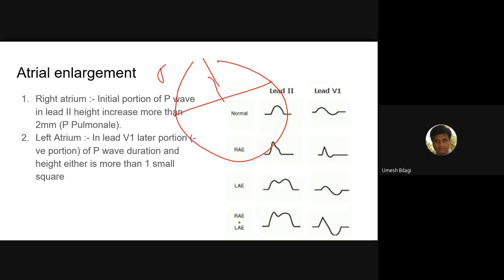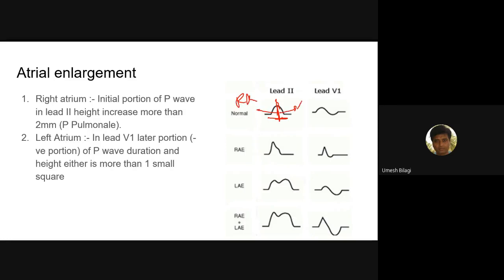So in the atria, the right atrium depolarizes first, and the left atrium depolarizes following. So the depolarization of the right atrium happens first, followed by the left atrium. In a P wave, the first half corresponds to the right atrium, and the later half corresponds to the left atrium. This is the right atrium part, this is the left atrium part.